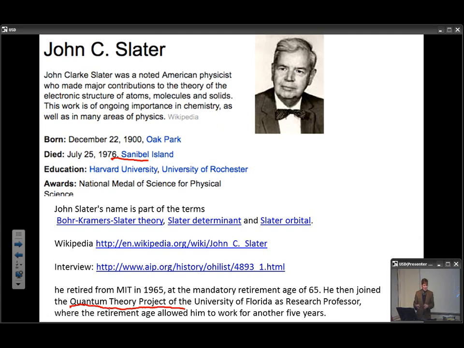So if you do not get what a Slater determinant is, you can just approach some people at the conference and ask what Slater was saying in person about it. We are touching the history.